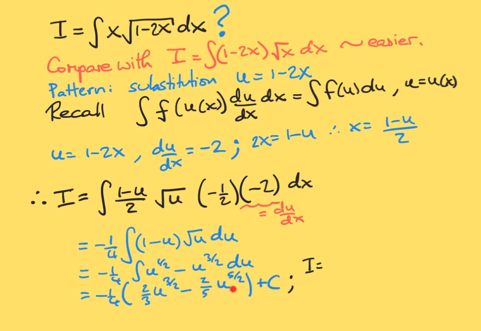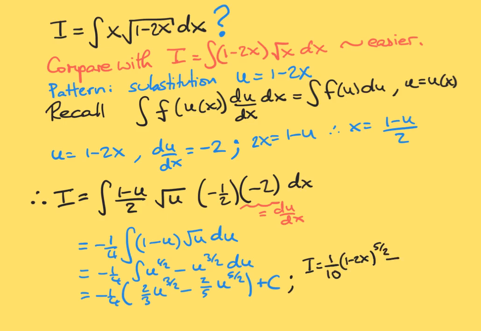I think it's normally safer to write the positive term first, so I'm going to write this one first. So remember, the 2 times a quarter gives a half, minus minus is plus, and a half times a fifth is a tenth. So we're going to get 1 over 10 times u to the 5 halves, which is 1 minus 2x to the 5 halves.